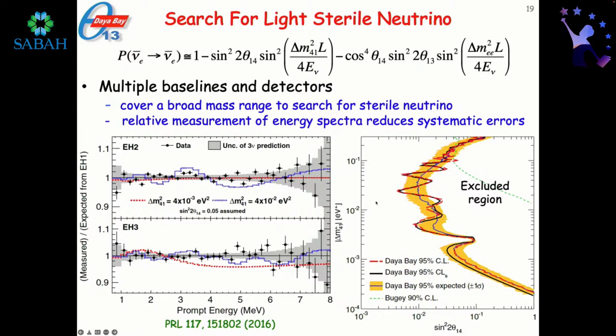of a sterile neutrino with the mixing angle, this one is a new one called theta 14, and also the mass square difference, like this. So in other words, if there were sterile neutrinos, it would not occur in this part of the parameter space. So it must be hiding somewhere on this side of the plot, right?